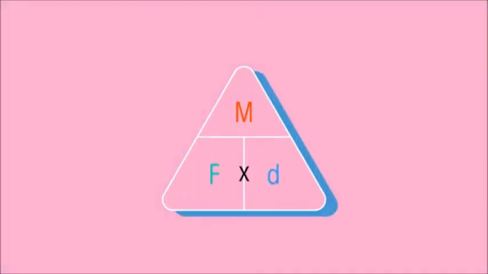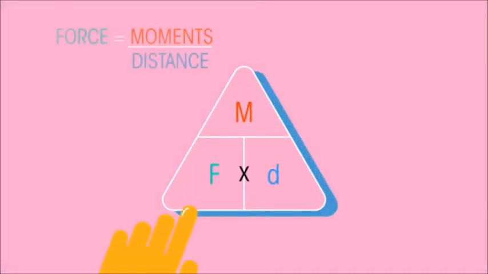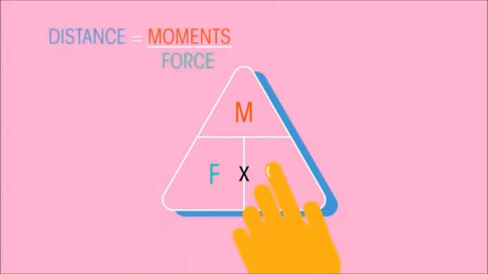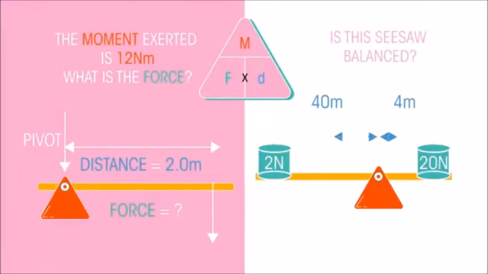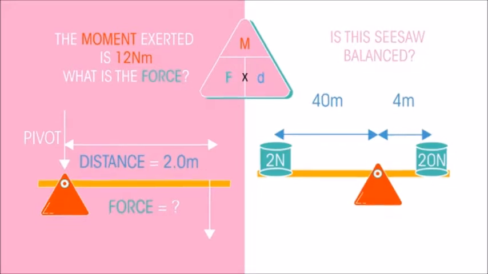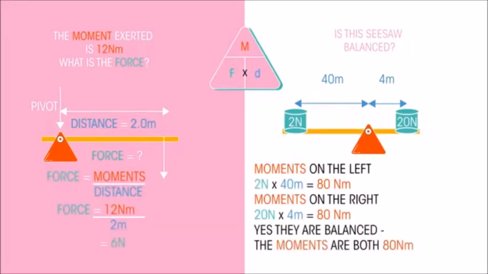We can also place this formula into a formula triangle. Force equals moments divided by distance. Distance equals moments divided by force. And moments, as we already know, is force times distance. Here are 2 more questions for you to try. Pause the video and work them out. Did you get both questions right?